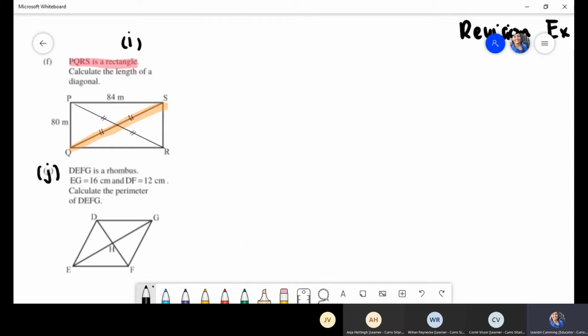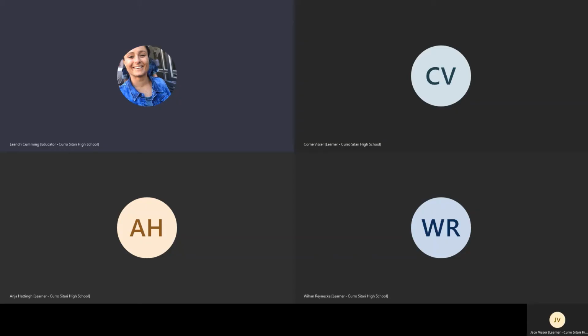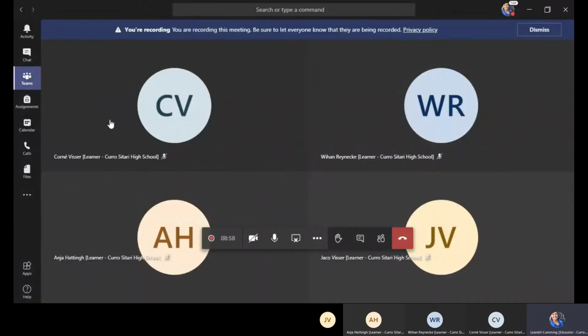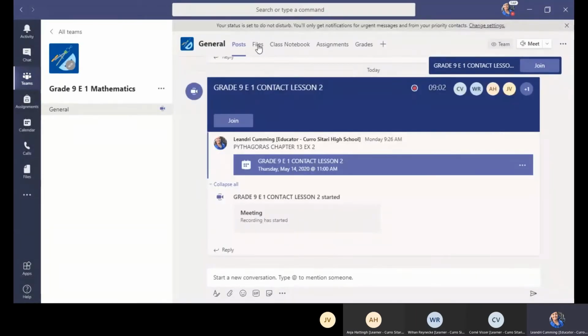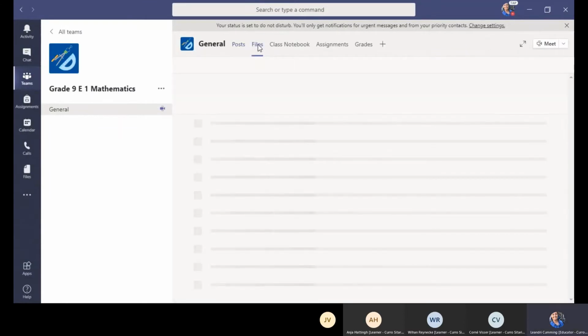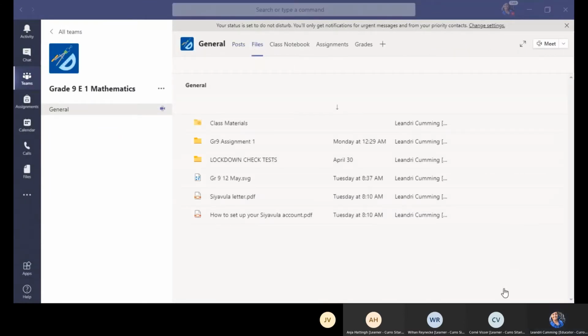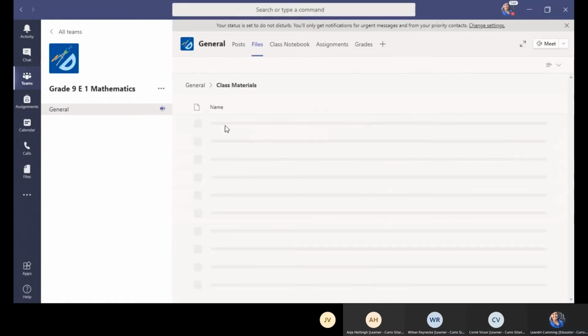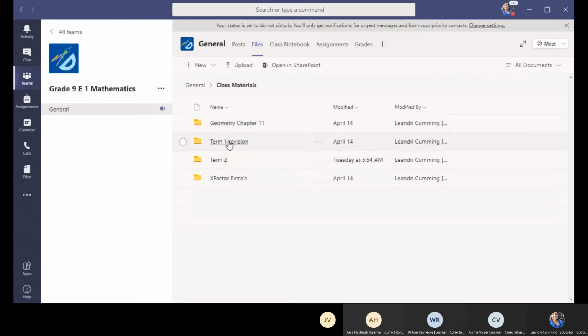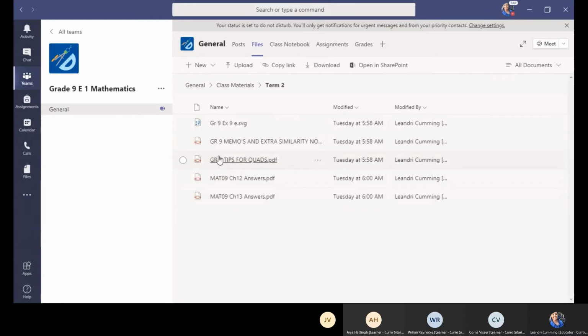So I did upload a nice summary for all of you just to share here. I uploaded a little summary here just the other day so that we are also able to apply those rules, and we can see here, okay, so tips for quads, that's the one I'm talking about.